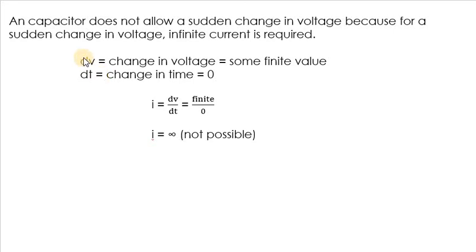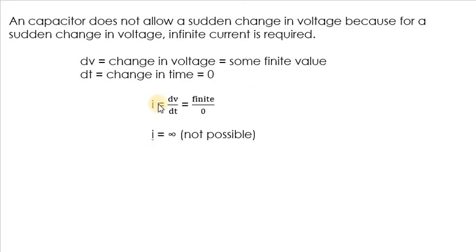Okay, one more thing. I told you that we cannot change the voltage suddenly across a capacitor. Why so? Because we are trying to make a dV change in the voltage. That means this is the change in voltage, which is some finite value. I want some finite change in my voltage, but the dt value is 0 here. That means I do not want to give my capacitor any time for that.